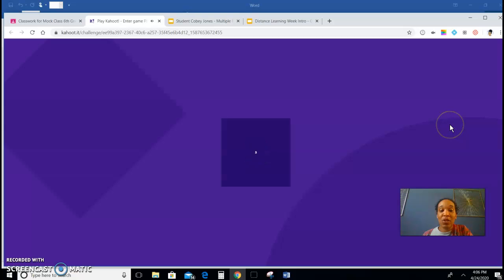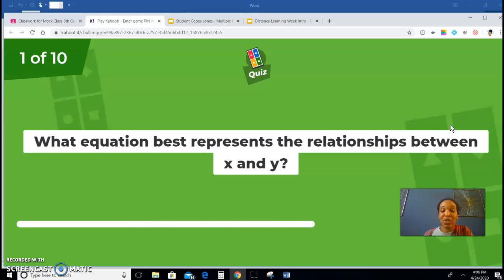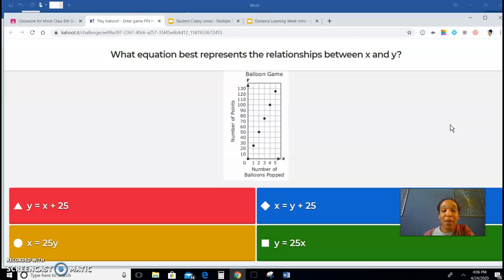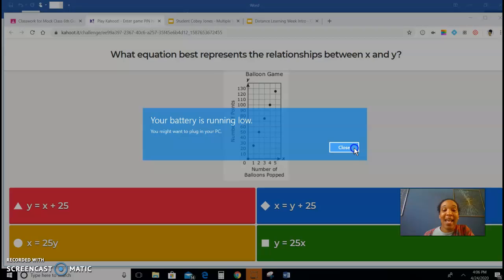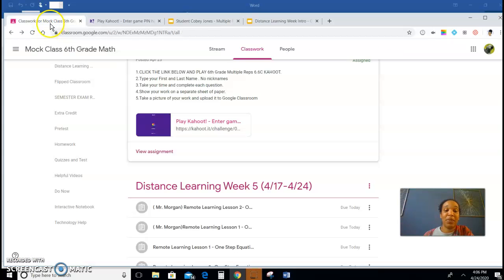The good thing about this Kahoot challenge is that there is no time limit, so you can take your time. Make sure that when you're answering the question that you have your paper and pencil available and that you are able to answer those questions on a different sheet of paper because you will have attached that work at the end. Make sure you answer the question to the best of your ability. And take a picture and mark it as done.